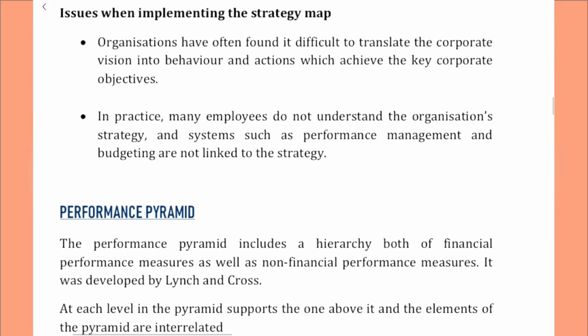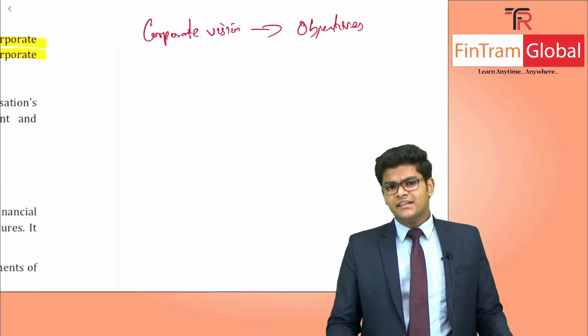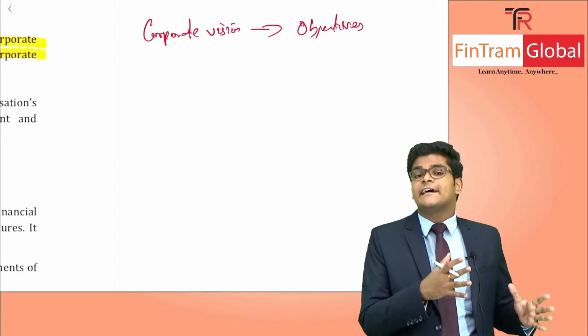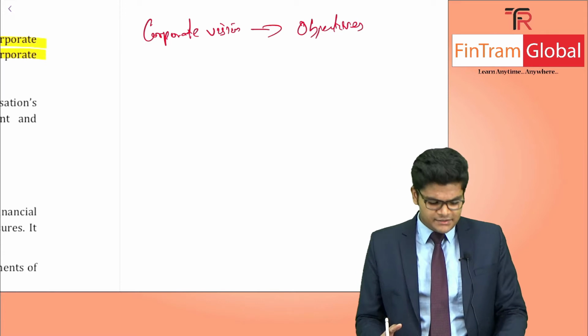The issues when implementing the strategy map. Organizations have often found it difficult to translate the corporate vision into behavior and actions, which achieve the key corporate objectives. So folks, the main difficulty here is to convert the corporate vision to objectives. Okay folks, so this particular process is a bit difficult, and that is one of the issues that the strategy map may have. And what other issues does it have?